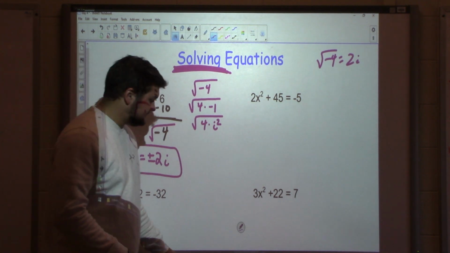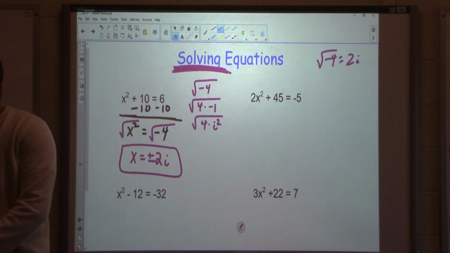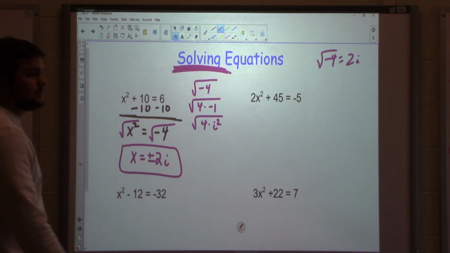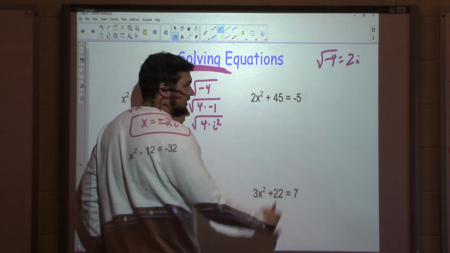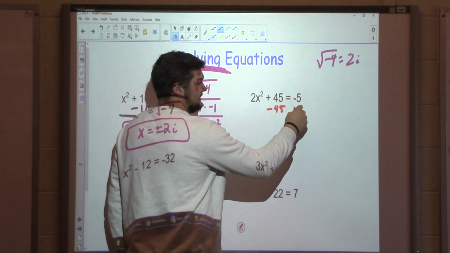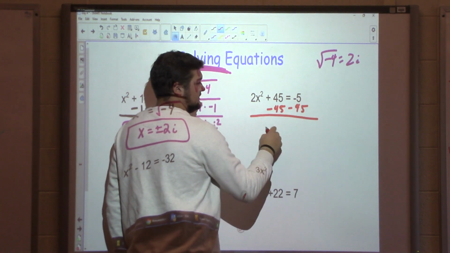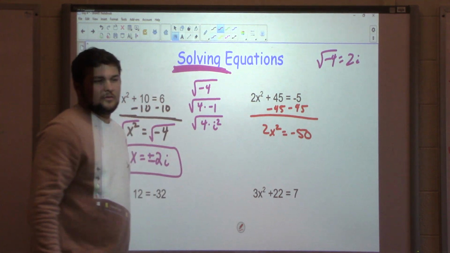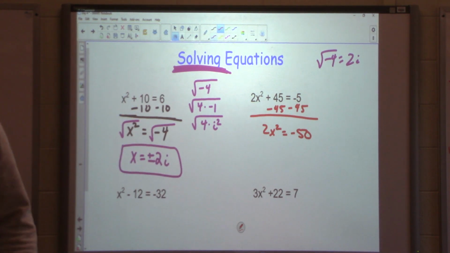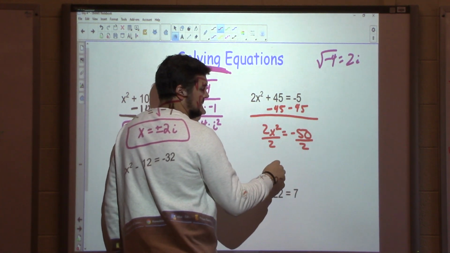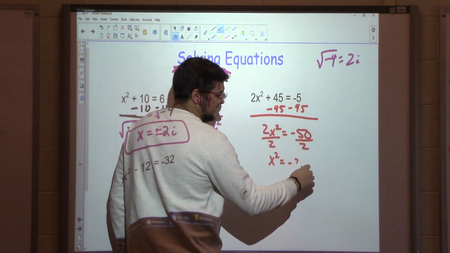Let's try another one. 2x squared plus 45 equals negative 5. Well, first step should be what, Sim? What do you think? Subtract by 45. Perfect. 2x squared equals negative 50. Bryce, what do you think I should do next? Divide by 2. X squared equals negative 25.